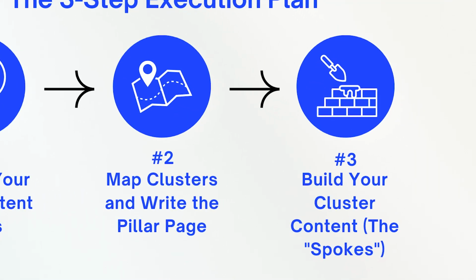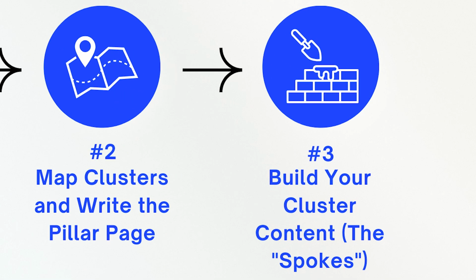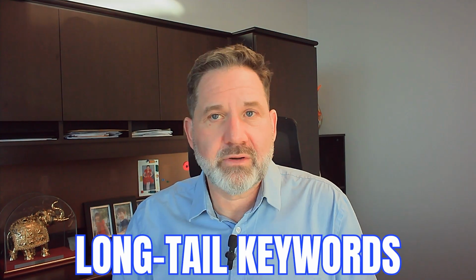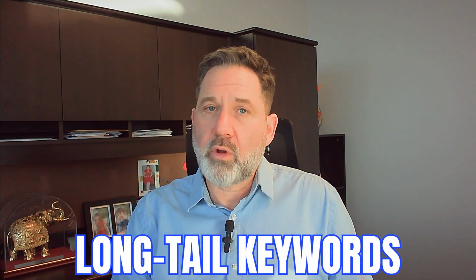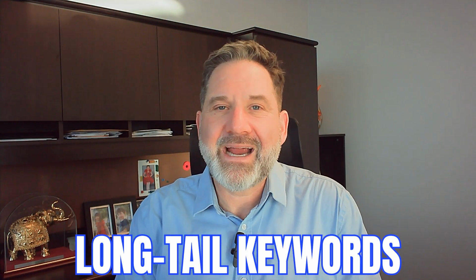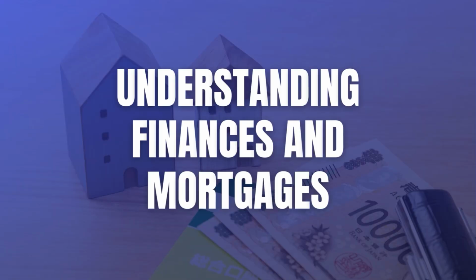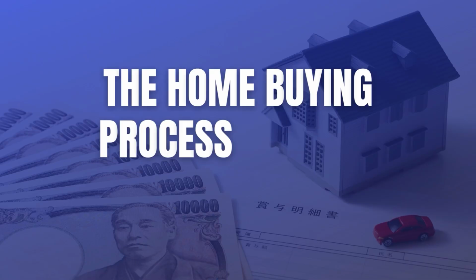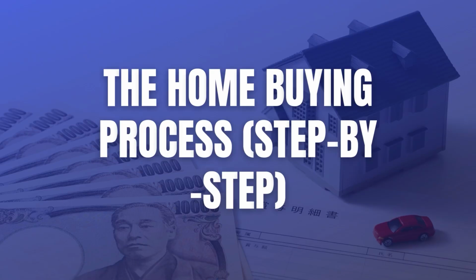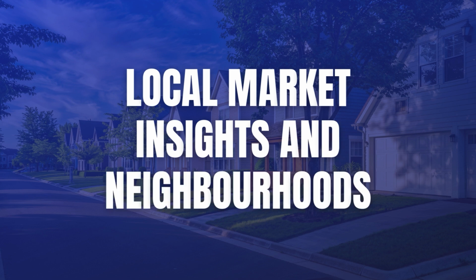And this is where you lead to step 3, build your cluster content. Write the specific articles that support the pillar. These target those long tail keywords, which are phrases with lower search volume, but higher conversion intent. Here are some real world examples using that buying a home pillar. Cluster 1 might be understanding finances and mortgages. Cluster 2 could be the home buying process, a step-by-step guide. And cluster 3 could be local market insights and neighborhoods.